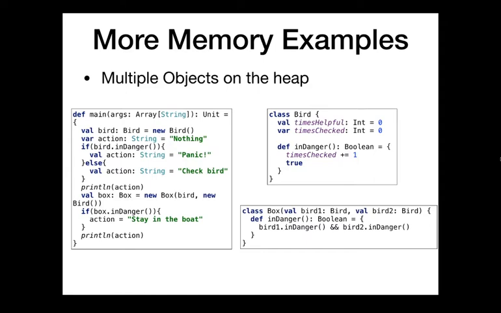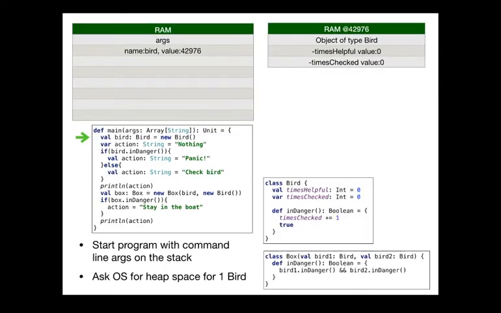So here I have a quick program. I won't explain all the details right here because we're going to step through this line by line. But we have a class named Bird with a couple variables and a method, a class named Box with a constructor that takes two birds and a method, and a main method that's going to instantiate objects from these classes and work with them a little bit. So let's step through this and see exactly what happens when this program runs. What's happening in memory, what goes on the stack, what goes on the heap.